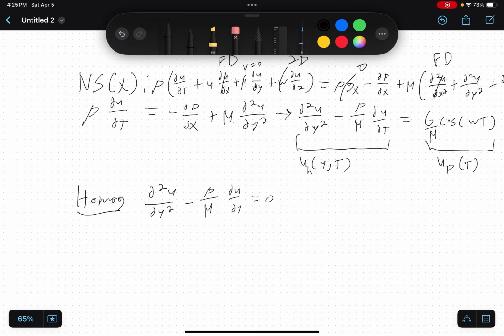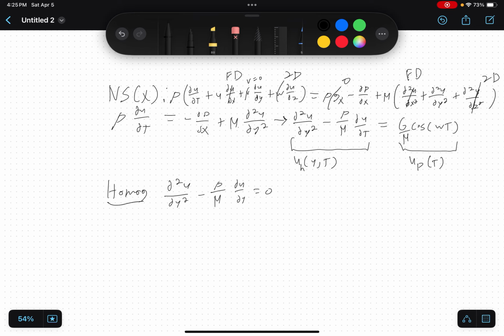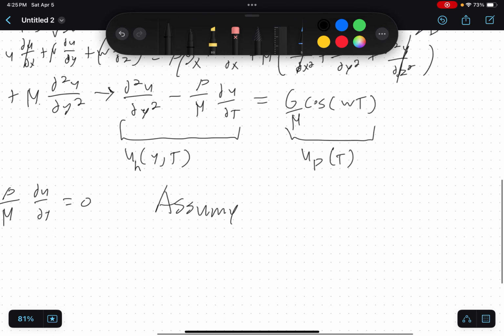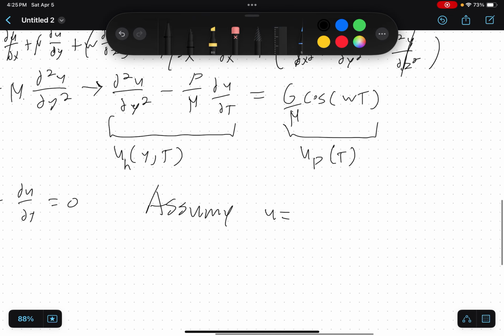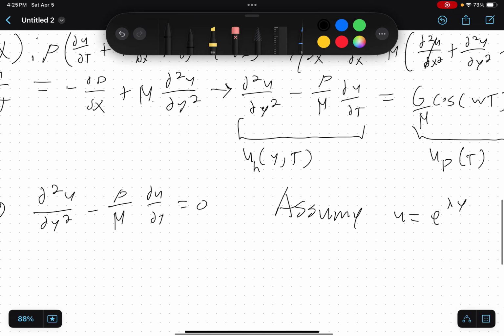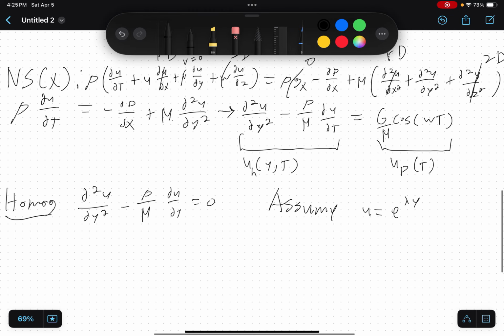Very cool. So what do we assume? Last time we could assume that u equals e to the lambda t, or lambda y. But we can't this time because it also has to be a function of t. So what do we do here?